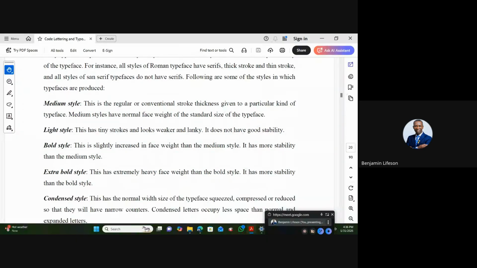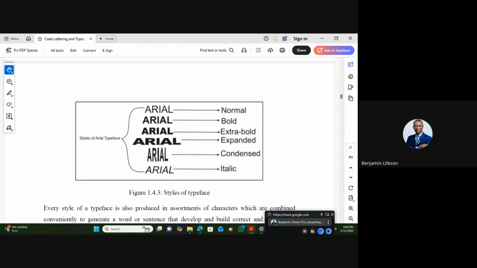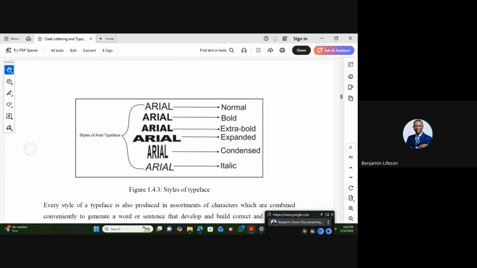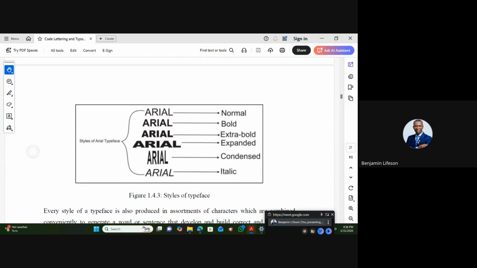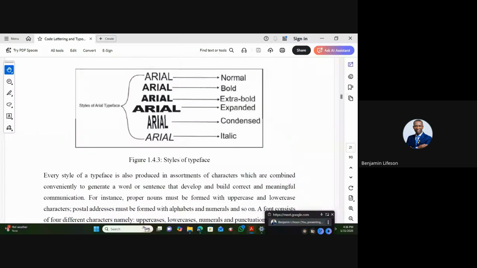So the first style is medium style. So let's look at this. We have the styles over here.